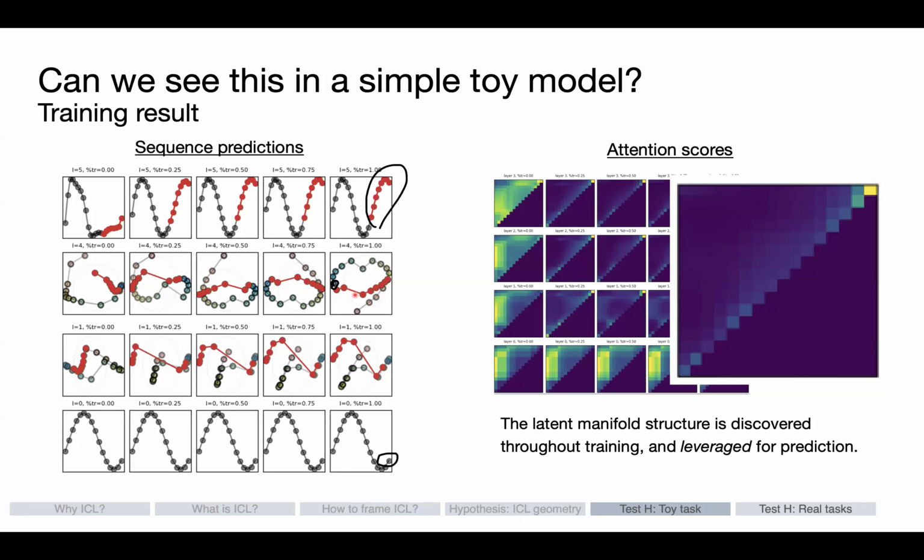I see. So it's noticing that locality is important, and that suggests something like a chain-like structure. Okay, that makes sense. Thank you so much.